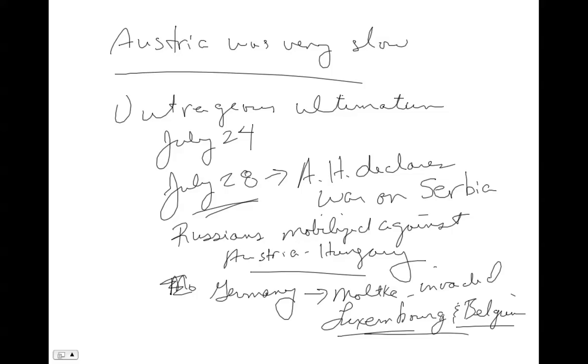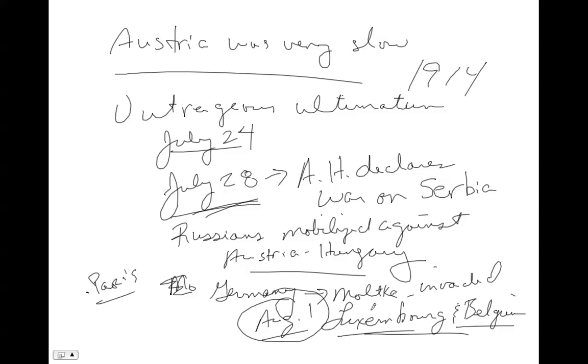All right, but they had to go through Luxembourg and Belgium to get to France and to get to the city of Paris. So this all happened August 1st, actually. So this kind of gives you an idea. July 24th, July 25th, 28th, all 1914. All right, August 1st, they invade Luxembourg. August 3rd, they invade Belgium.